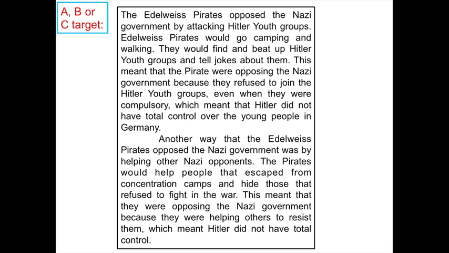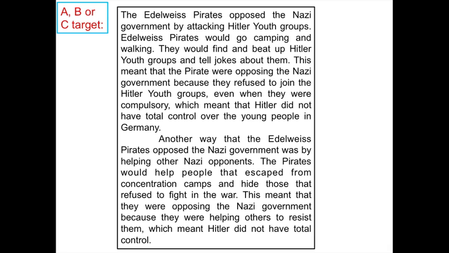The target A, B or C answer says, the Edelweiss Pirates opposed the Nazi government by attacking Hitler youth groups. Edelweiss Pirates would go camping and walking. They would find and beat up Hitler youth groups and tell jokes about them. This meant that the pirates were opposing the Nazi government because they refused to join the Hitler youth groups even when they were compulsory, which meant that Hitler did not have total control over the German people.